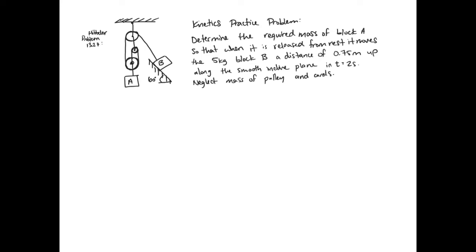This is a kinetics practice problem. It also connects some pulley kinematics as well. The question is, determine the required mass of block A so that when it is released from rest, it moves the 5 kilogram block B a distance of 0.75 meters up along the smooth inclined plane in t equals 2 seconds. Neglect the mass of pulley and the cords.